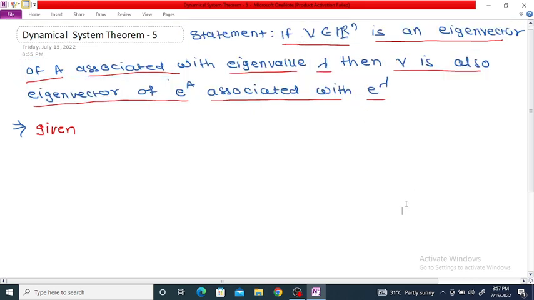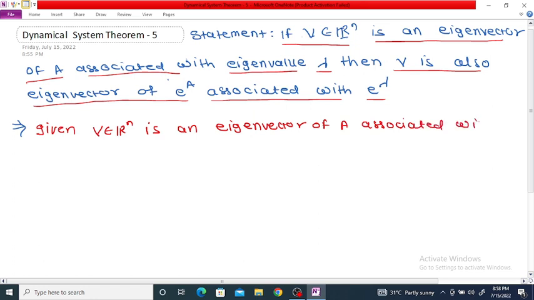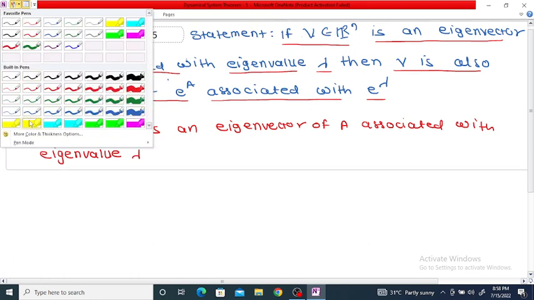So given: v belongs to R^n is an eigenvector of matrix A associated with eigenvalue lambda. So this is the given part, and our claim is what we want to prove here.